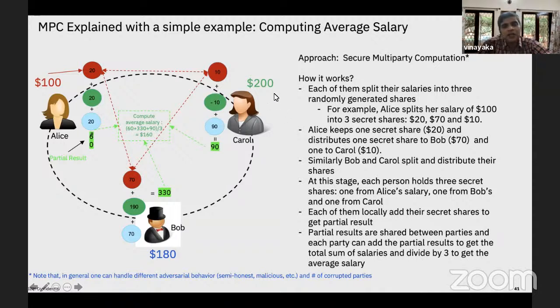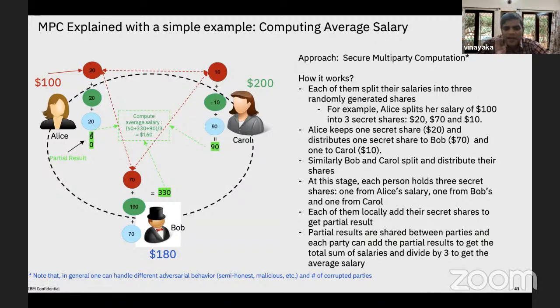Similarly, Carol has done her green shares, and these shares could be even negative: 20, minus 10, 190. You add them up, it is again 200. And Bob has 180, and what he has done is 70 plus 90, 160 plus 20, 180.